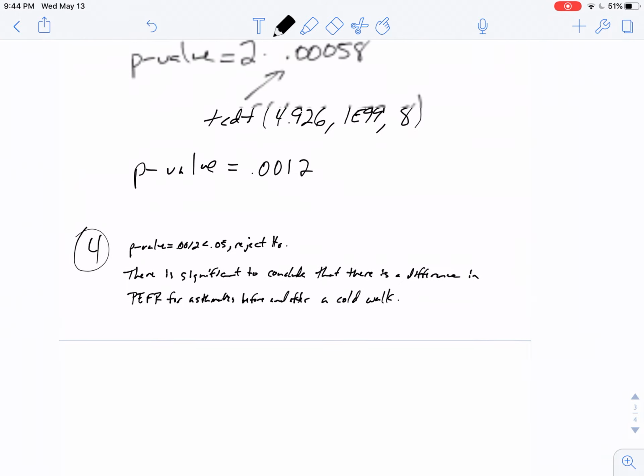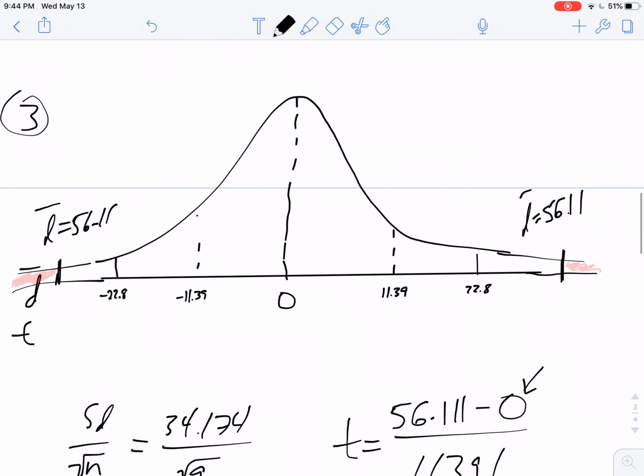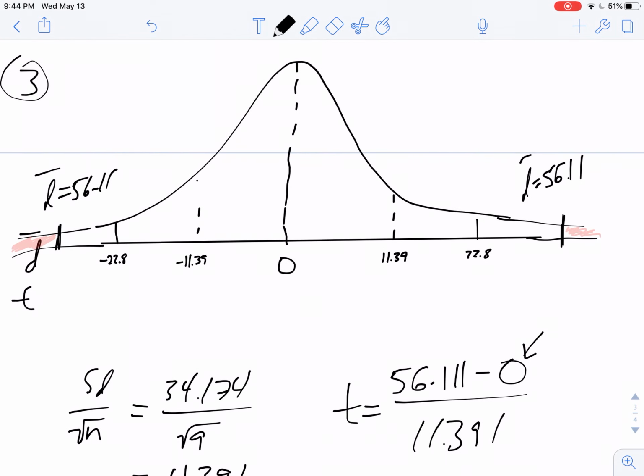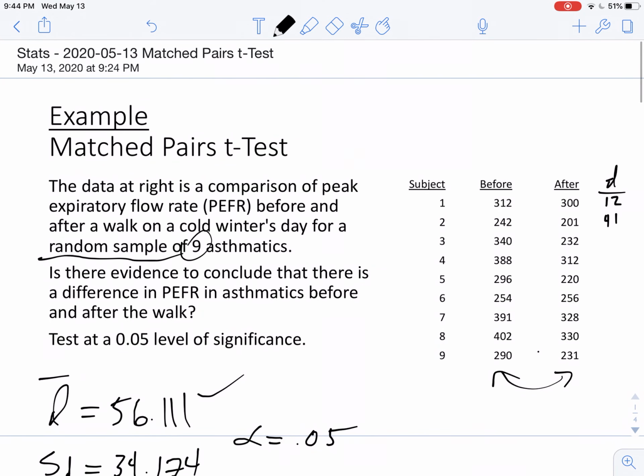All right, so that is your matched pairs t-test. Basically it ends up just being like a one sample test. The only difference is at the beginning you do have to calculate that D list and then calculate D bar and S sub D from that list. All right, so that is your matched pairs t-test.